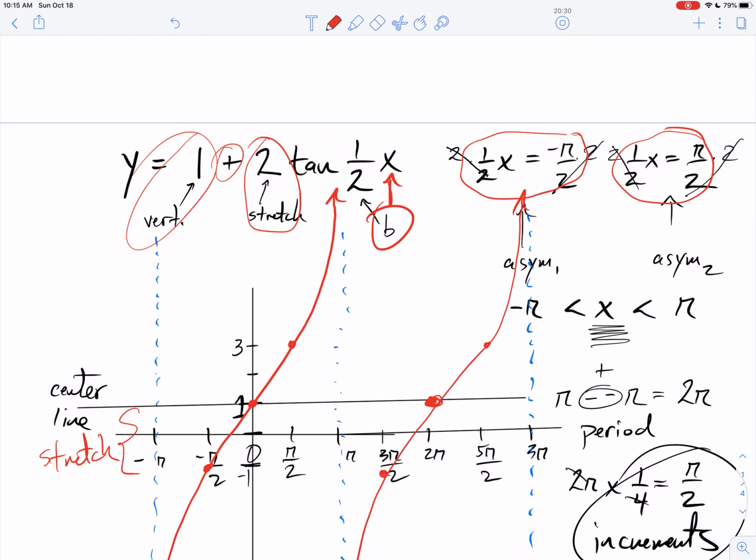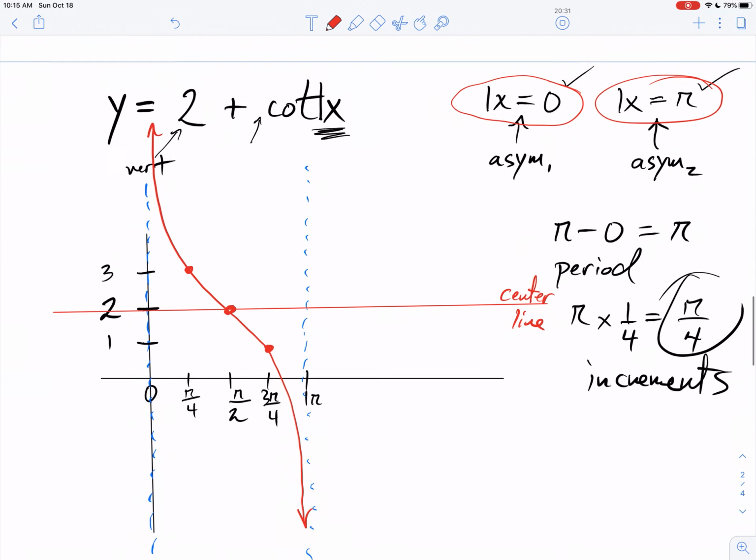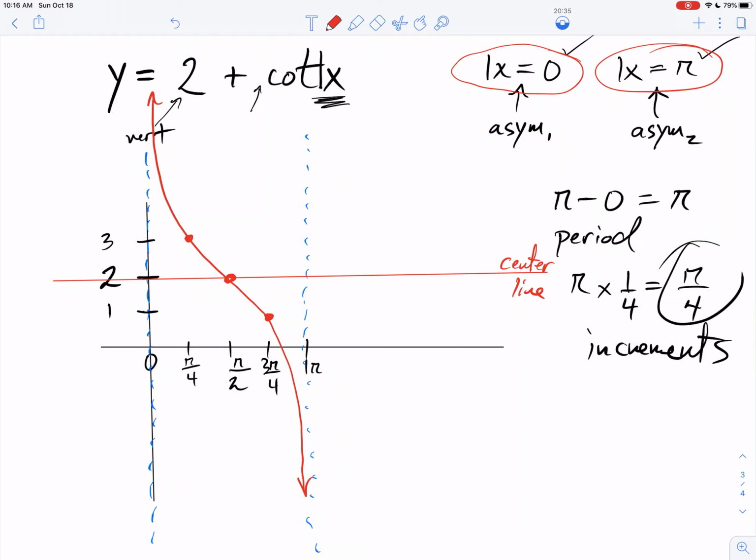bx, right? Here, my b was a 1, so bx equals 0, bx equal pi. That's what we do to find the asymptotes for a cotangent. And always, always, always, it is asymptote, asymptote, 1, 2, 3. That's how we graph these things.